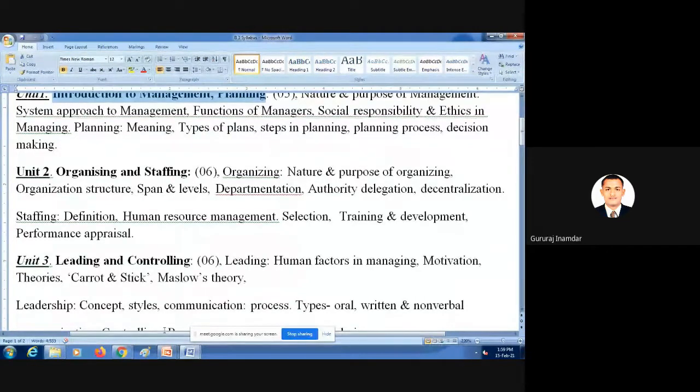Span and level and departmentation, authority delegation and decentralization. Okay, these are also very simple points. We will study them whenever we start the second chapter. Okay, next part after organizing is staffing.